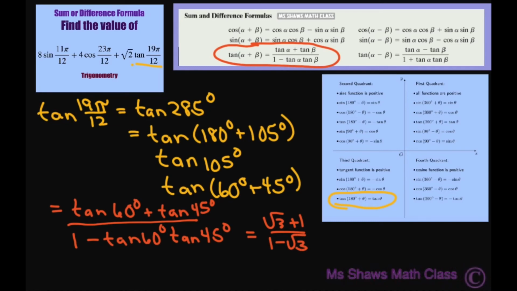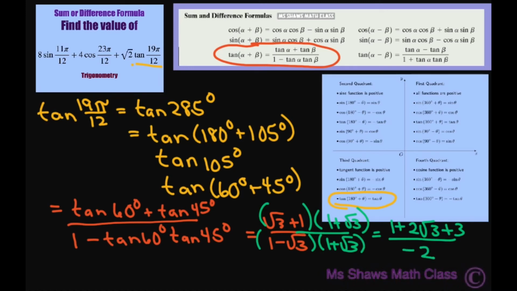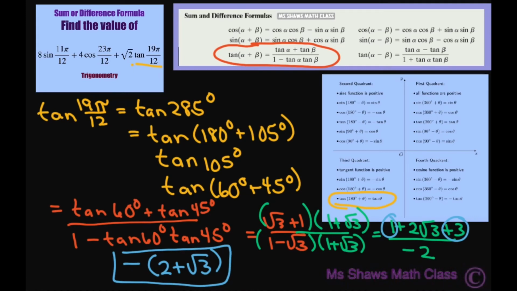All right, when you rationalize the denominator, you multiply by 1 plus square root of 3. And this is going to give you 1 plus 2 square root of 3 plus 3, all divided by negative 2. And finally, if you simplify, because this is going to be 4, and you can divide it up, it's going to be negative 2 plus square root of 3. All right, so that's that one. Now we're going to put it all together.